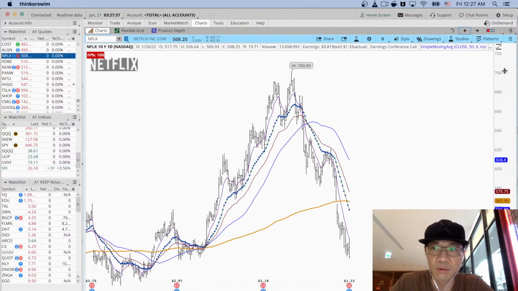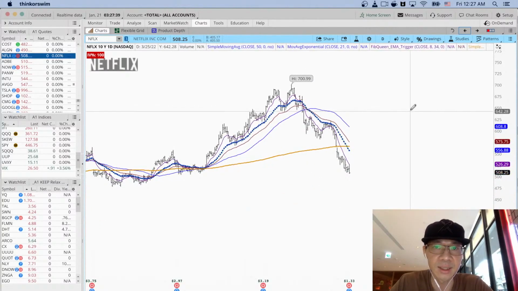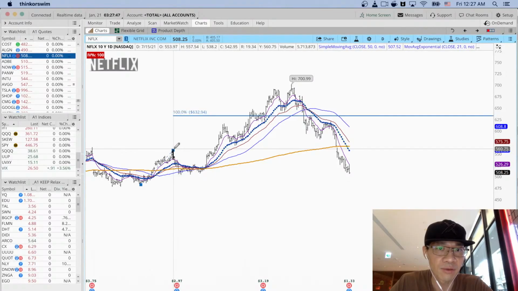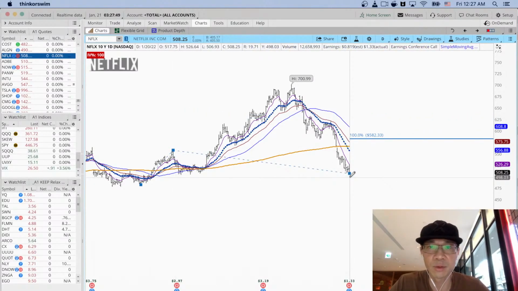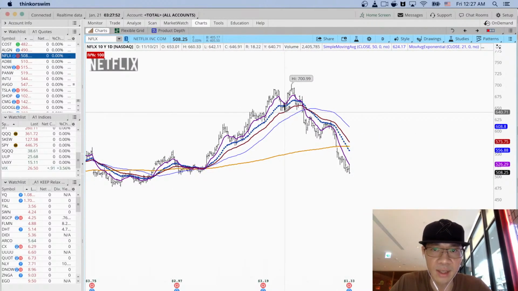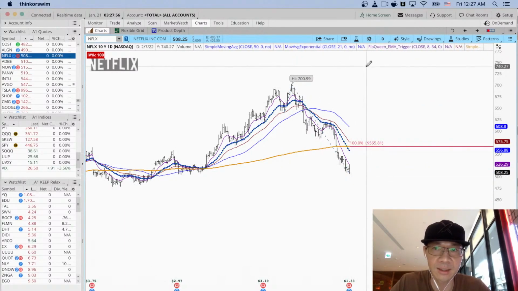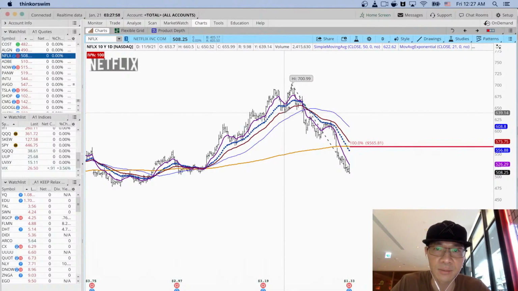So with something like Netflix, I'm going to find some strength. I like to find some strength back to the upside. Maybe a piece like this. Clicking from that pivot low, pivot high, we're projecting. Okay, that brings me way to the upside. I don't like that. Pivot low, pivot high, pivot low, something like this. That's what I'm talking about, guys.